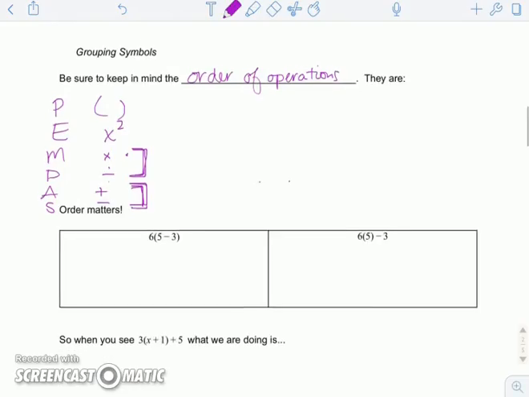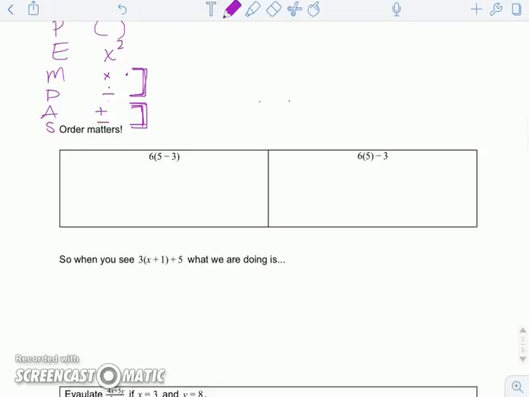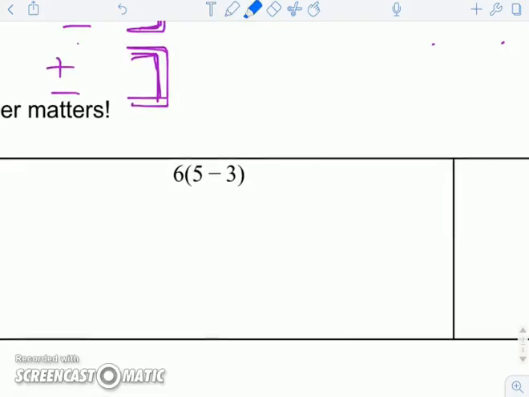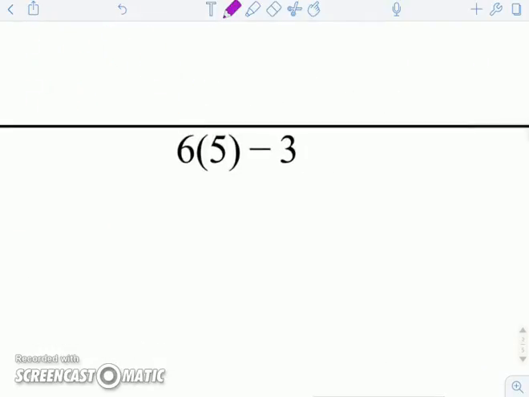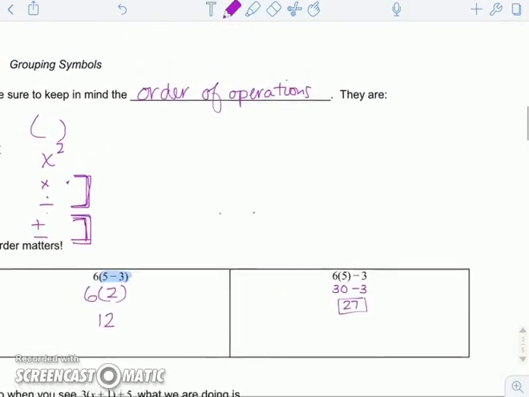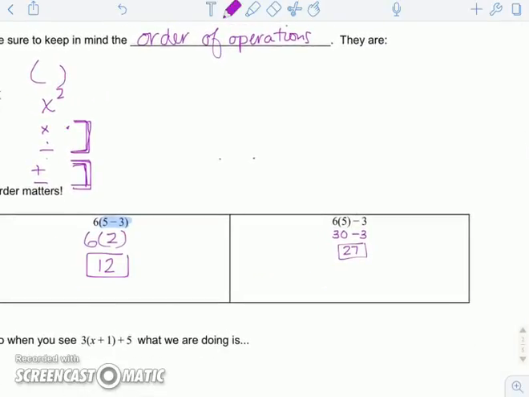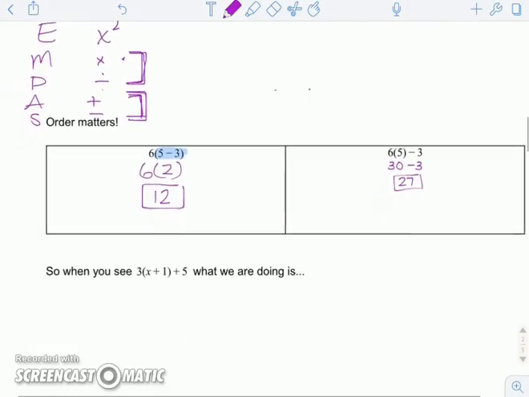This is just an example showing you that order matters. First thing here, I'm going to do the parentheses, that comes first. So I'm doing 5 minus 3, which leaves me with 2. Now I multiply 6 times 2, which leaves me with 12. So it mattered that I did the subtraction inside the parentheses first, as opposed to 6 times 5, which is 30, minus 3, leaving me with 27. Notice those are two totally different answers. It doesn't just apply here, it applies anywhere. Make sure you're following order of operations.